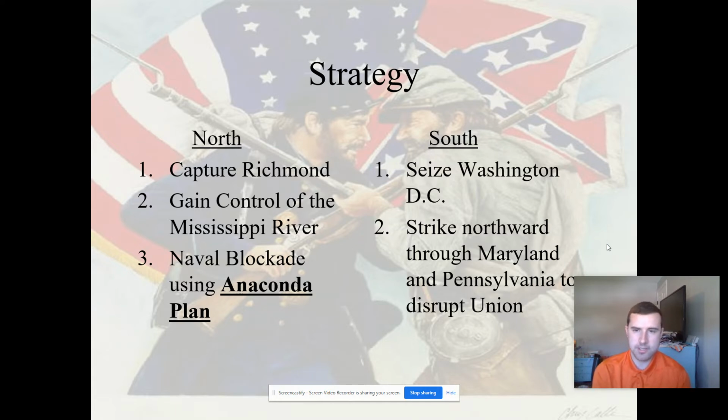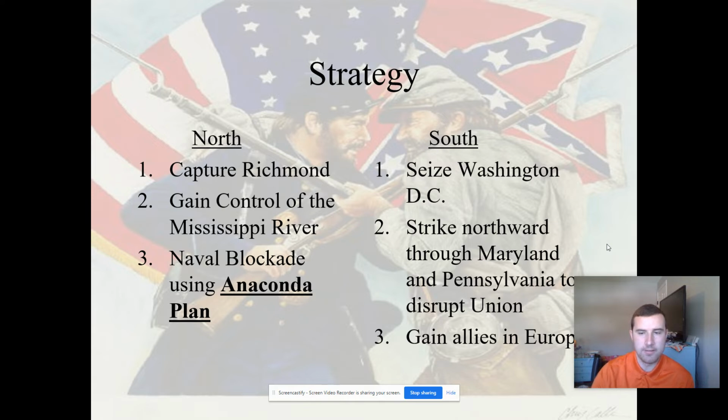The South strategy was pretty simple. They also were going for the Union's capital, which was Washington, D.C., which makes sense that both sides are going after the capital to try to take it over as quickly as possible. And they are looking to make some kind of silent strikes northward to try to catch the North off guard. And they're hoping that maybe they can win a few of those early battles to sway the tide in their favor.